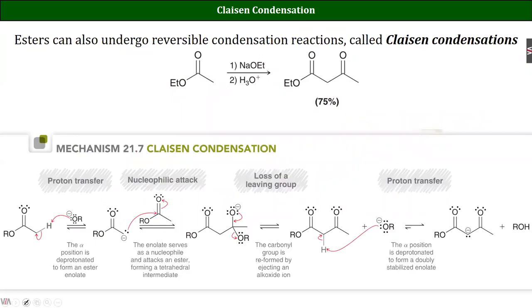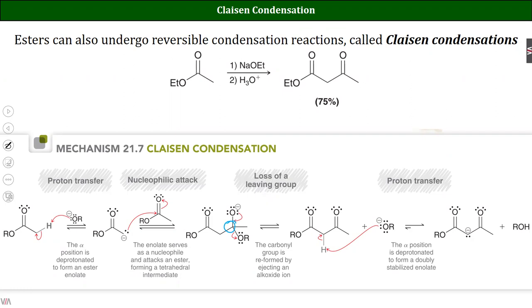And so here's the more neatly drawn mechanism for it. You deprotonate your alpha carbon. So I guess they just call it an ester enolate, which then attacks and makes that weird tetrahedral intermediate. Kick off the leaving group.